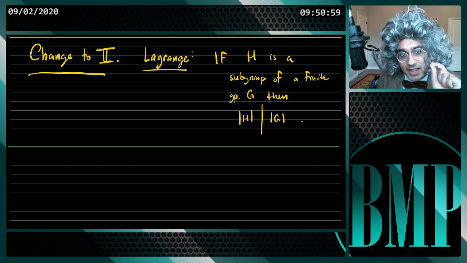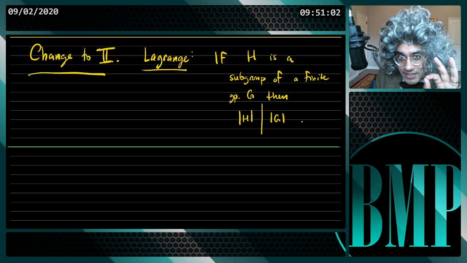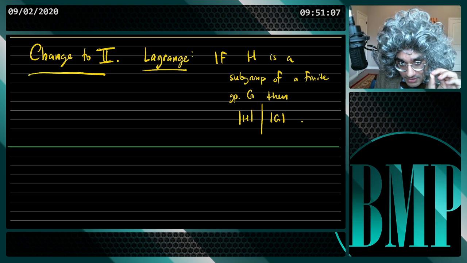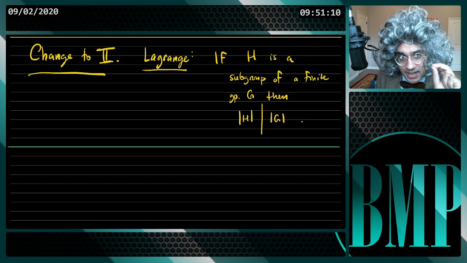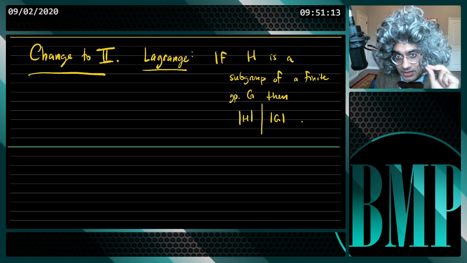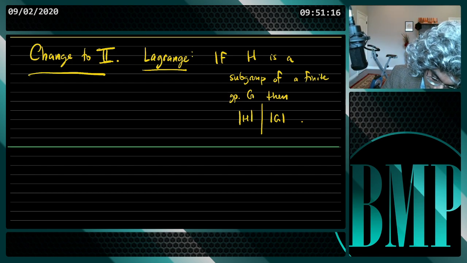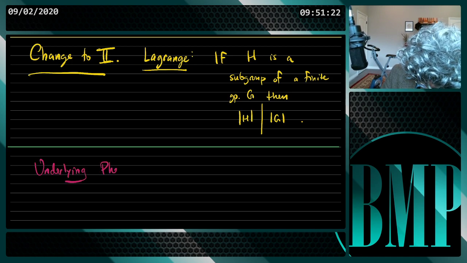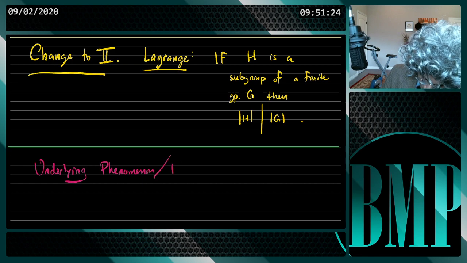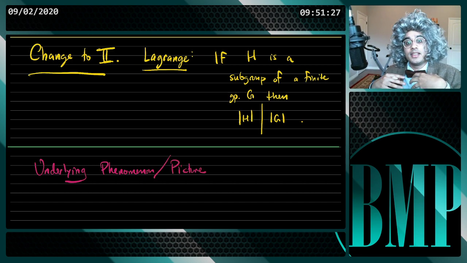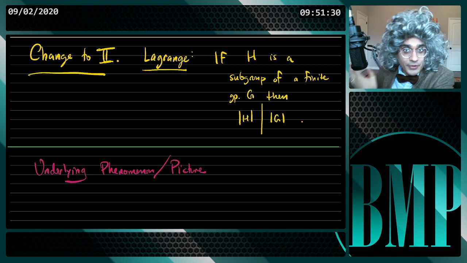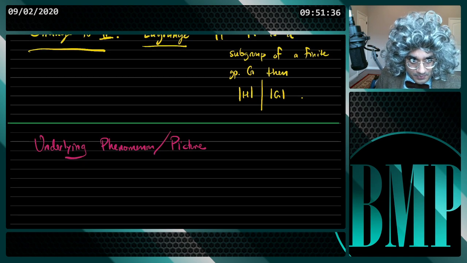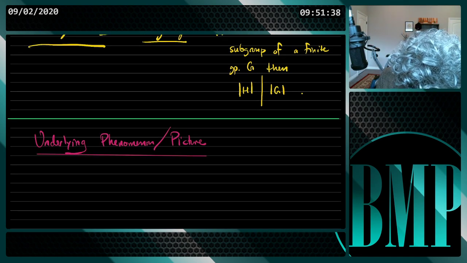Lagrange's theorem. The divisibility fact is great. It's fantastic. However, the underlying principle behind Lagrange's theorem is much more important to understand. So what's the underlying principle? The underlying phenomenon / picture, which implies Lagrange's theorem after you make a certain observation. So this is a more important concept I'm about to tell you. So what's the underlying phenomenon / picture?